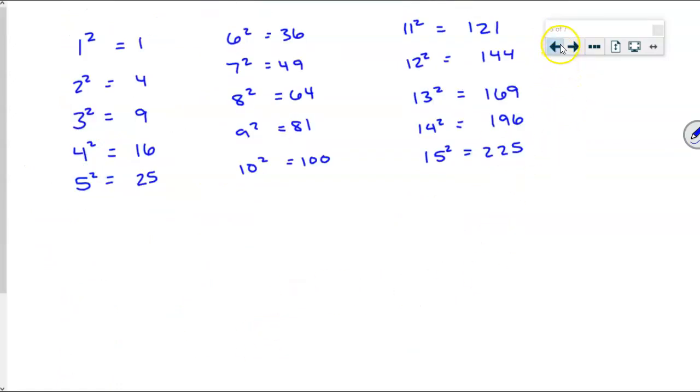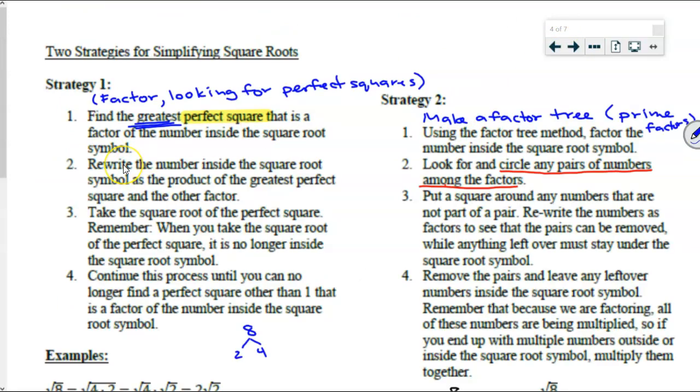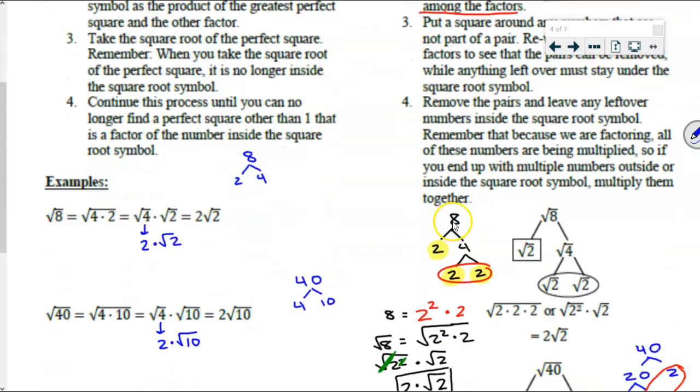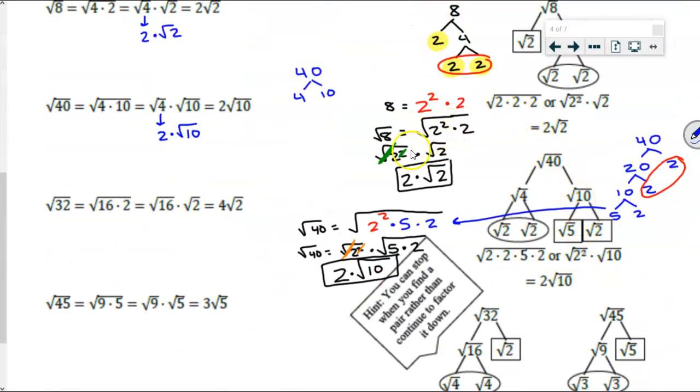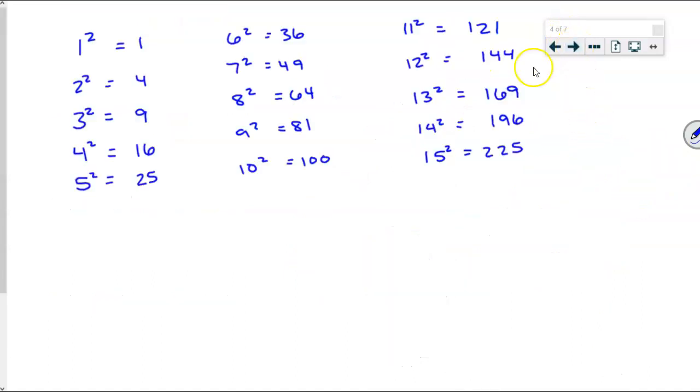I'm just curious. Who thinks that they like strategy 1 better? Okay. It's great if you know your perfect squares, right? If you can find perfect squares, it works every time. Strategy 2, who likes strategy 2 better? Yeah, just keep going down all the way to the prime factors, find pairs. I personally prefer this way. This is the way that I learned it, and it's the way I also did it with my 10th graders. So that's the way that I will probably show the work, especially since that's what the majority in this class says as well. Let's practice a few more.